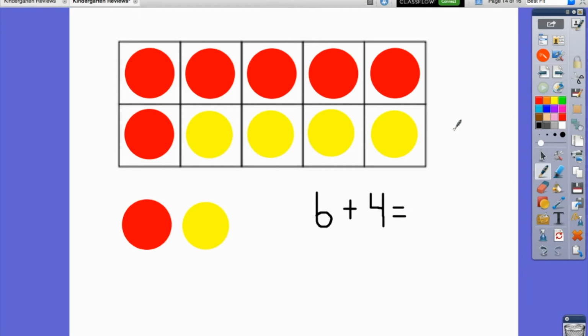If you think it does, I want you to pat your head. If 6 and 4 make 10, I want you to pat your head. And that's right. They are number partners for 10. And we can quickly see that because our 10 frame is completely filled in.